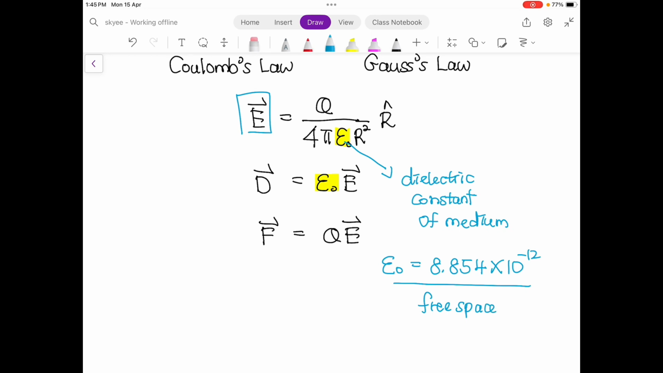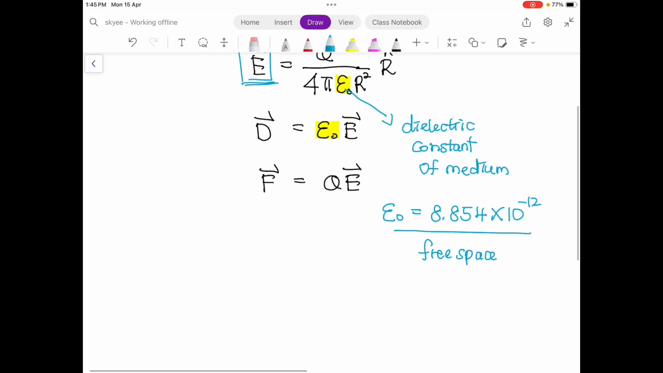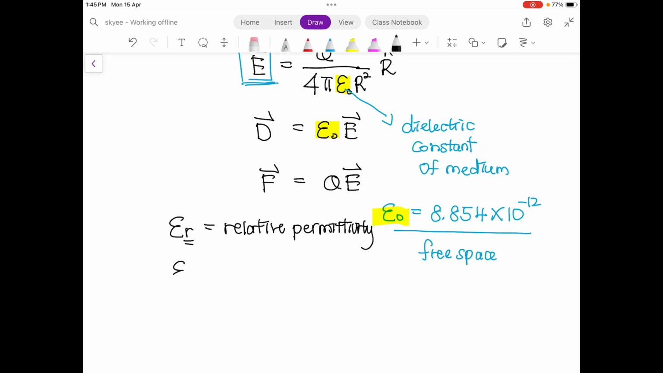Sometimes the electric field will propagate in another medium. For different mediums, they will have different dielectric constants, and usually we use the relative permittivity, or the dielectric constant, to represent them. So the epsilon R represents the relative permittivity. For free space, the epsilon R is equal to 1. So when you multiply with the epsilon naught, you will use this value for the calculations.